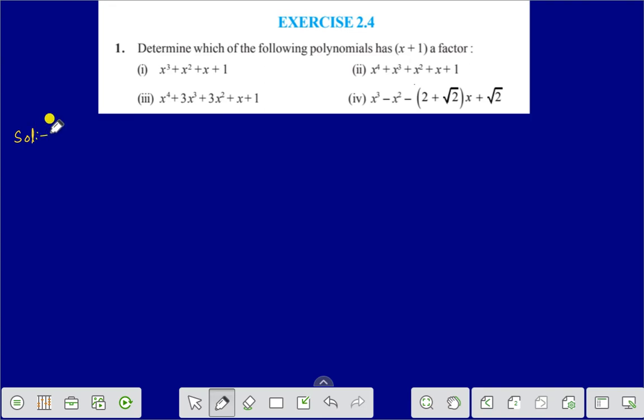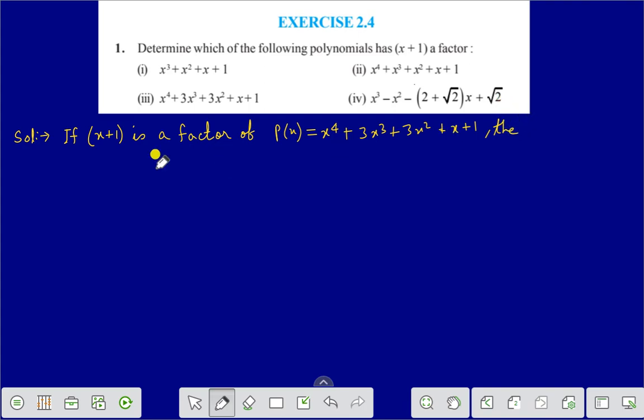Again we solve that if x plus 1 is a factor of P(x) equal to x to the power 4 plus 3x cube plus 3x square plus x plus 1, then P(-1) must be equal to 0.